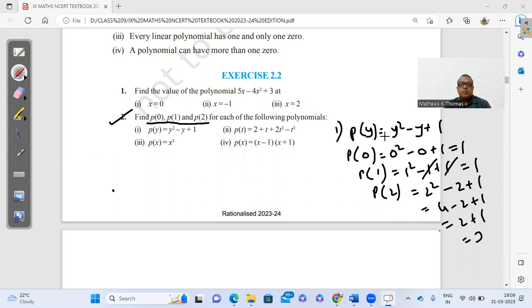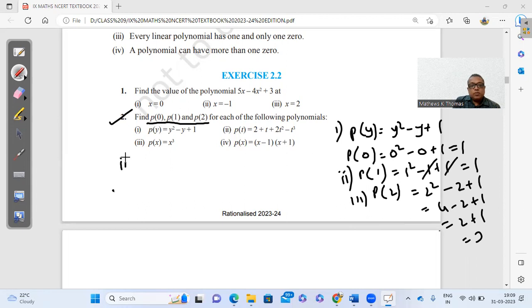So whatever I've done, first step, putting y as 0. Second step, I am putting y as 1. And third step, I am putting y as 2. So we'll have to do it 3 times because they have given 3 different values of y, right? So you can try this sum. Same way now, we have to repeat the same procedure for the other parts.